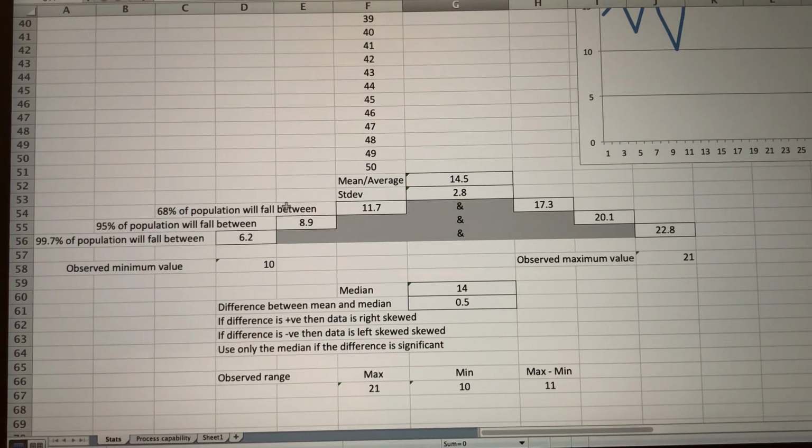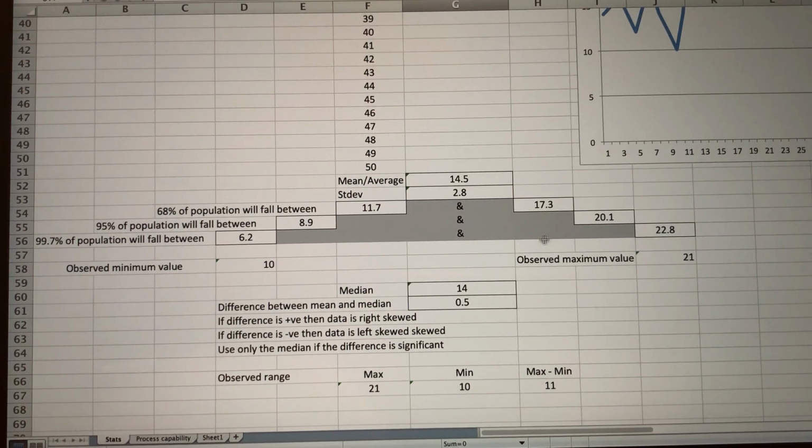68% of the population that we're sampling from will fall between 11.7 to 17.3 units. 95% of the population will fall between 8.9 and 20.1 units, and that it's quite likely that the population will, and therefore the width of the curve, 3 standard deviations either side of the mean, is 6.2 units at the low end and 22.8 units at the high end.